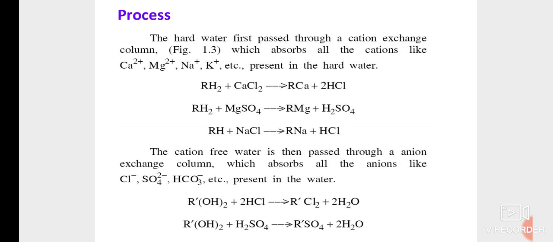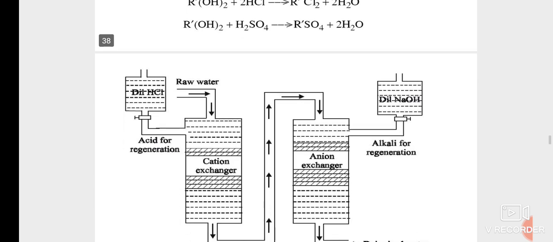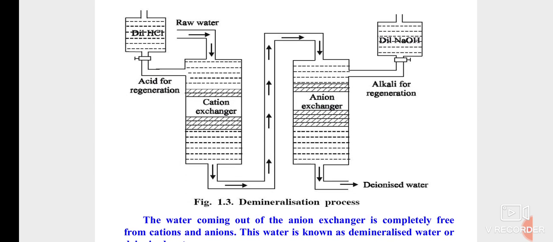Okay. Now we are going to discuss the process mechanisms involved in the cation-anion exchange and demineralization process. The hard water first passes through a cation exchange column. You see the diagram. Here is the schematic diagram of the cation-anion exchange, that means the demineralization process, the ion exchange process.